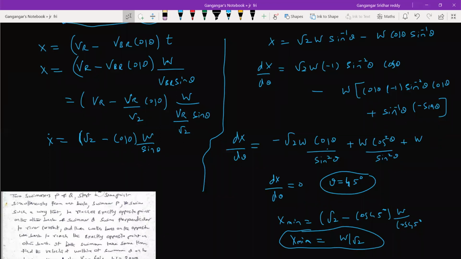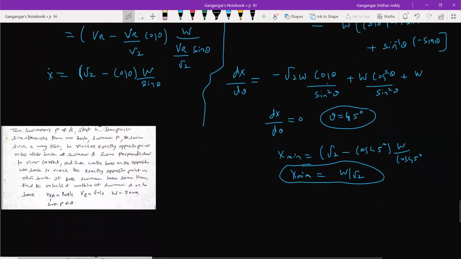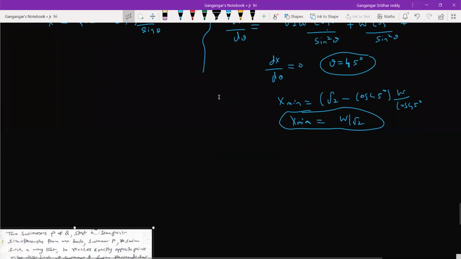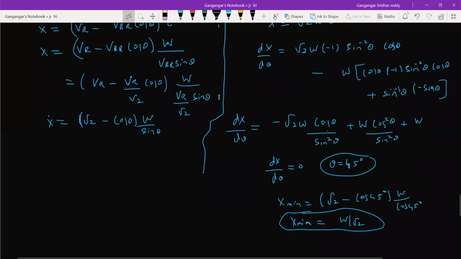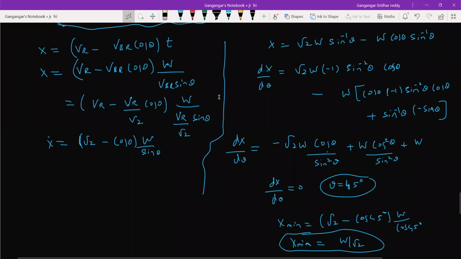So to minimize drift, there's a minimum drift. What about the angle, anybody? With the river current, how much should that angle be? 135, no? Not 45 degrees, not our answer. Sir, x minimum is W, sir. W, x minimum is W. Okay, yeah, fine. I'll make the correction. This x minimum is W. What should be the angle with respect to river current?